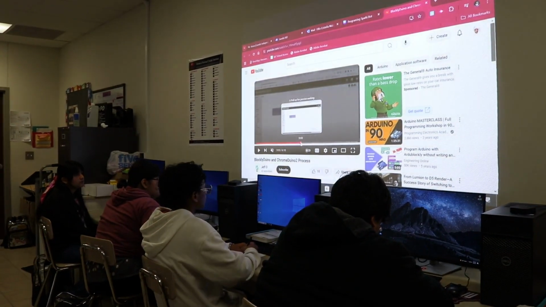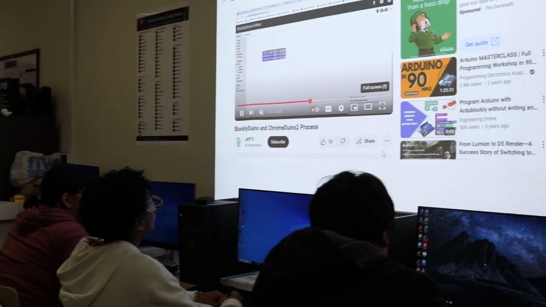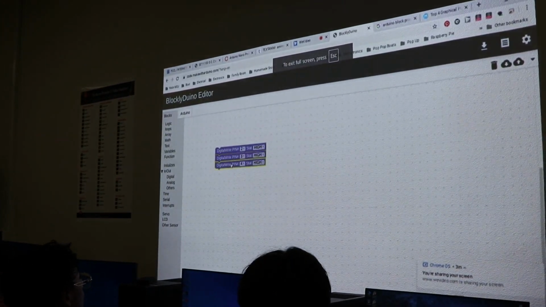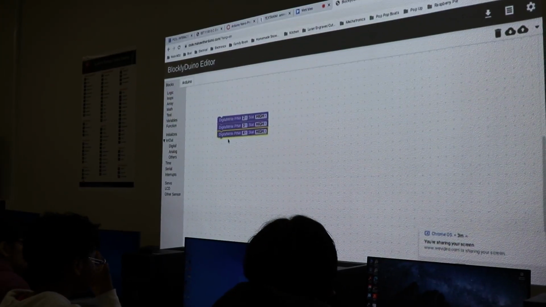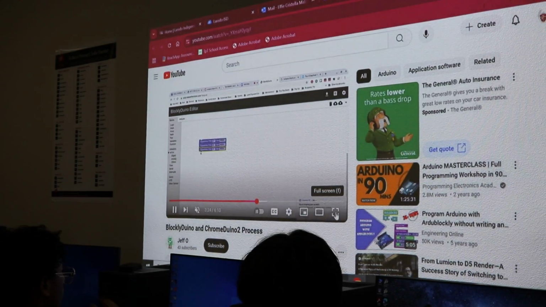Here, this is what he was talking about. I just want to show you guys what kind of code it uses right here. This is what I mean by the blocks. He puts blocks together to create code for the small Sputnik robot that you guys saw earlier.